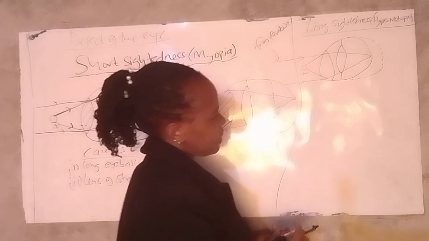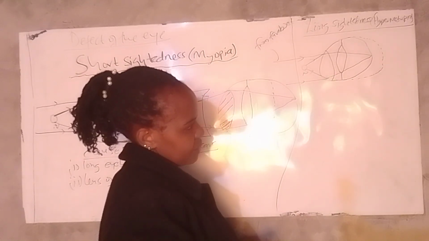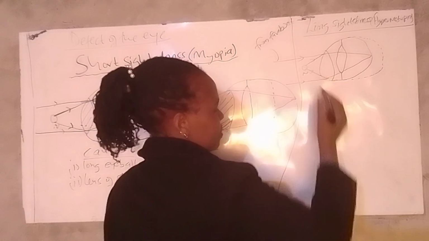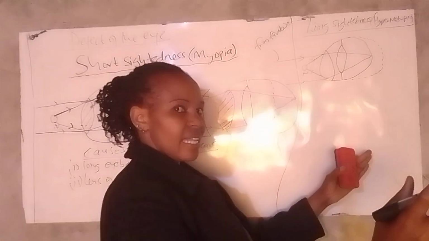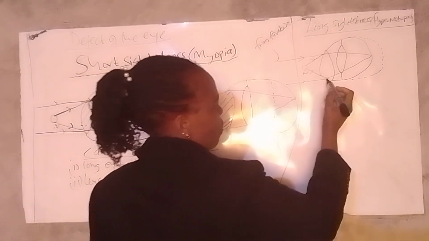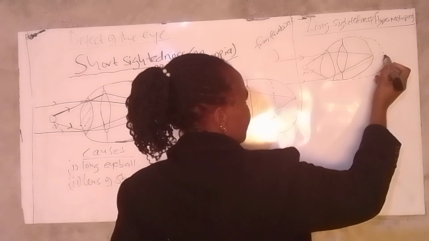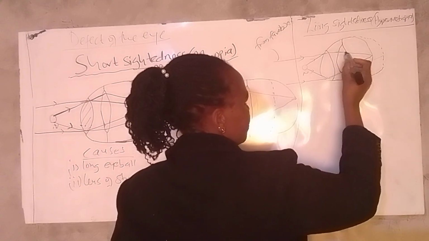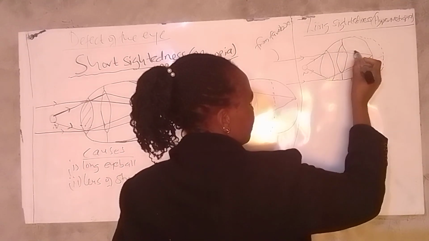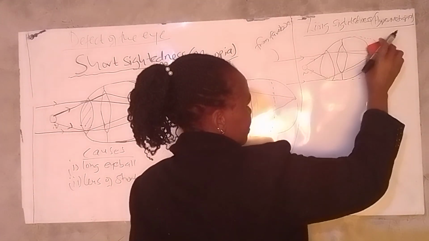They come like that. And how do they converge? Because remember, they are going like this, they are like diverging rays. So they converge behind the retina. Focusing them is not a joke.